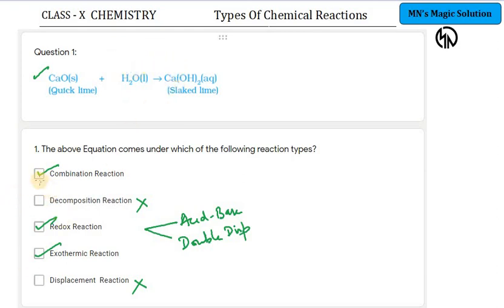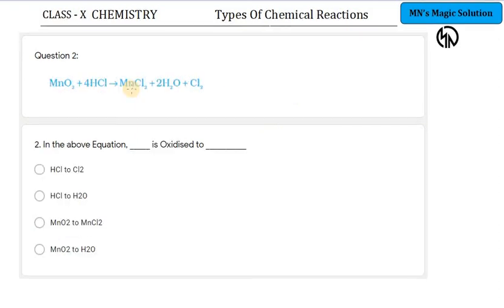So if in case all three are marked, 2 points for this question will be awarded. Question number 2. MnO2 plus 4HCl gives you MnCl2 plus 2H2O plus Cl2. In the above equation, dash is oxidized to dash. So which is getting oxidized to what?